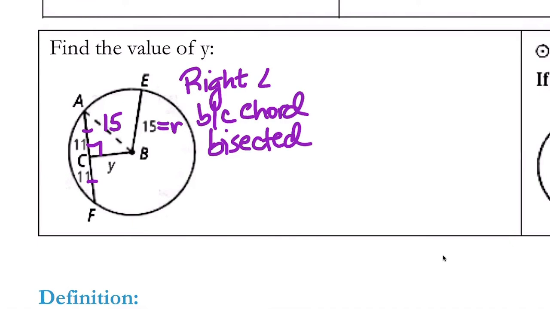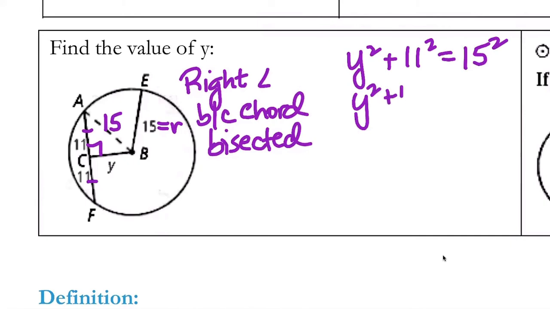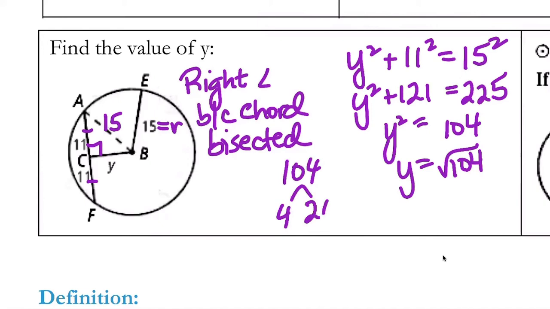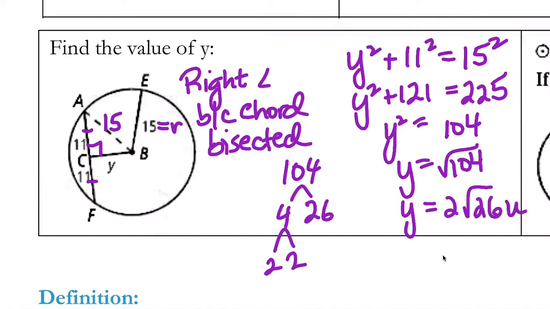Okay, so that means that we have a right triangle, so we can do y squared plus 11 squared is 15 squared. Y squared plus 121 equals 225. Y squared would be 104, and that means y is the square root of 104. That breaks down, 4 divides out of that 26 times. So that means that y is 2 root 26. I didn't ask you to round this time. That means you should leave your answer exact and simplified.